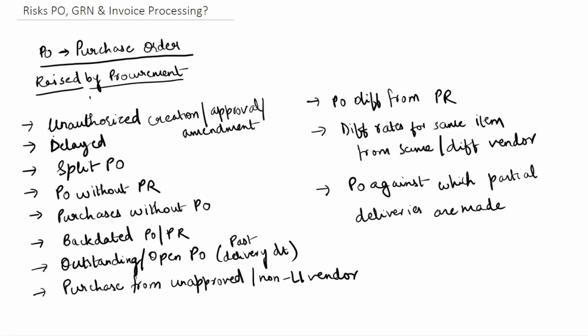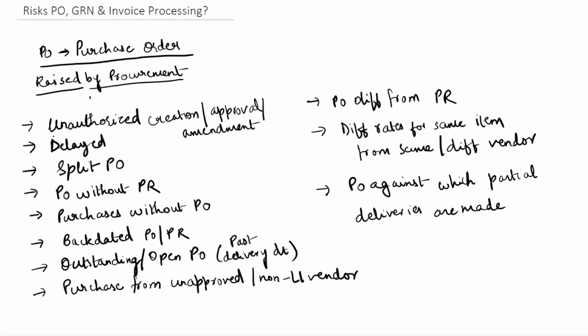Now, there's also a risk of split POs. Now, what does that mean? So think of it this way. Every company has thresholds which specify who can approve the transactions beyond those thresholds. So let's say all purchases up to 5 lakh can be approved by any of the procurement managers in the department, but purchases above 5 lakh need to be approved by the procurement head.